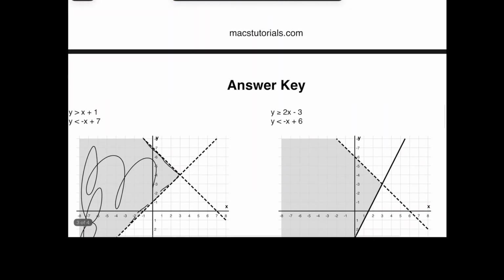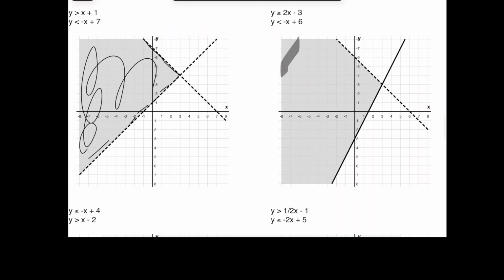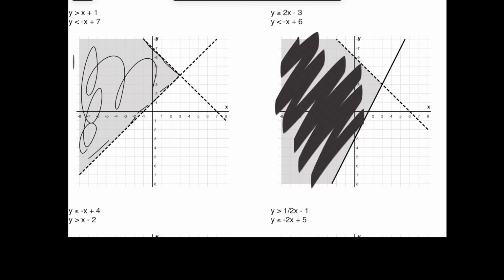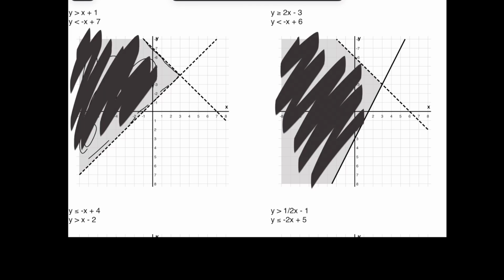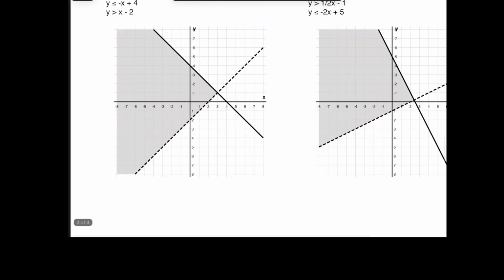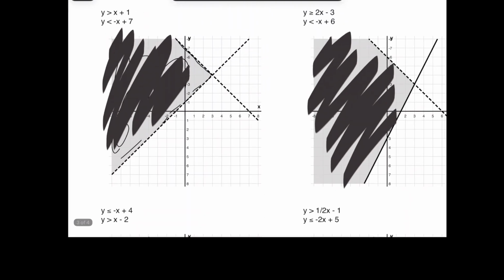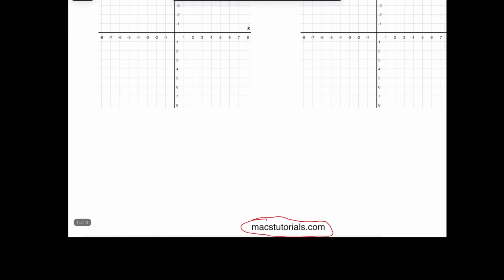If you don't believe me, look down here, and you can see what they did. Here's the shading. It looks like what I just did. Here's some shading. It looks like what I just did. So you'll see that in the answer key. And notice the dashed lines and the solid lines, okay? Let's keep going through these.